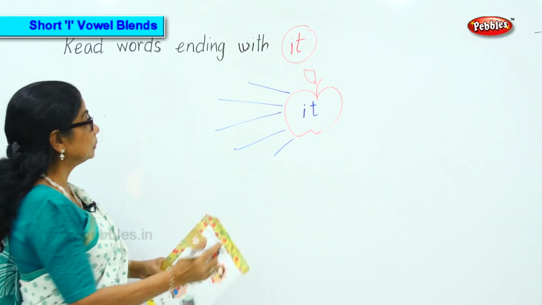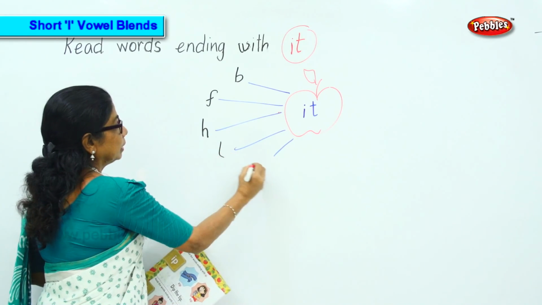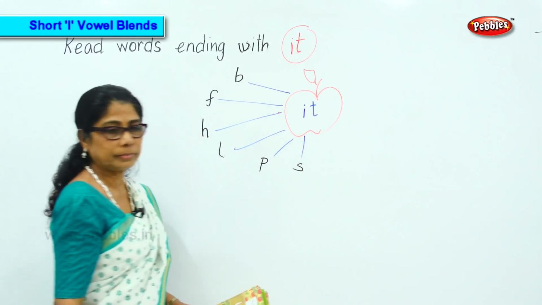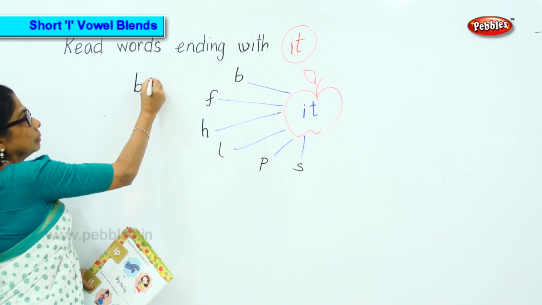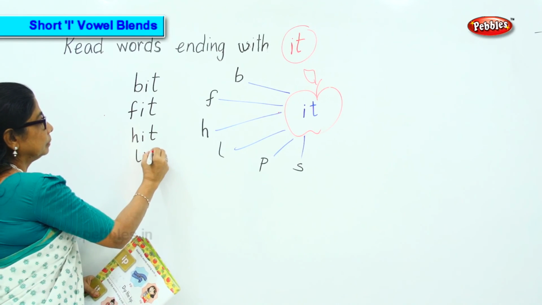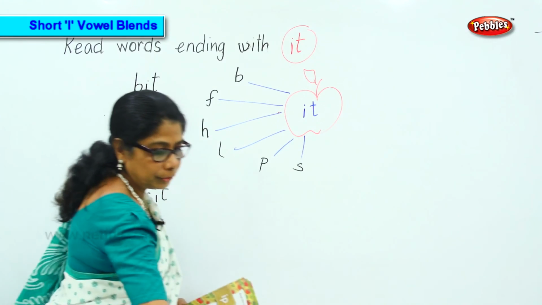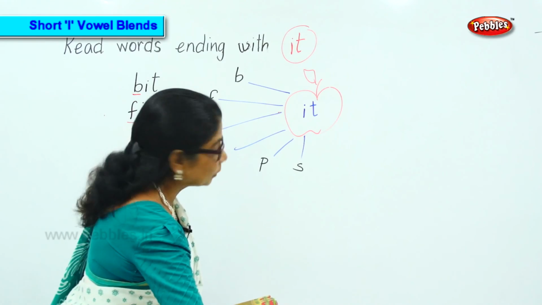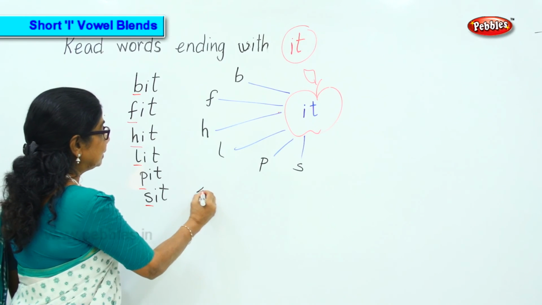Okay. B, H, P, and one more, S. Okay. Now we get bit, you get fit, hit, lit, pit and sit. So we have used B, F, H, L, P, S. You have bit, fit, hit, lit, sit, pit. Now, let us say a sentence.